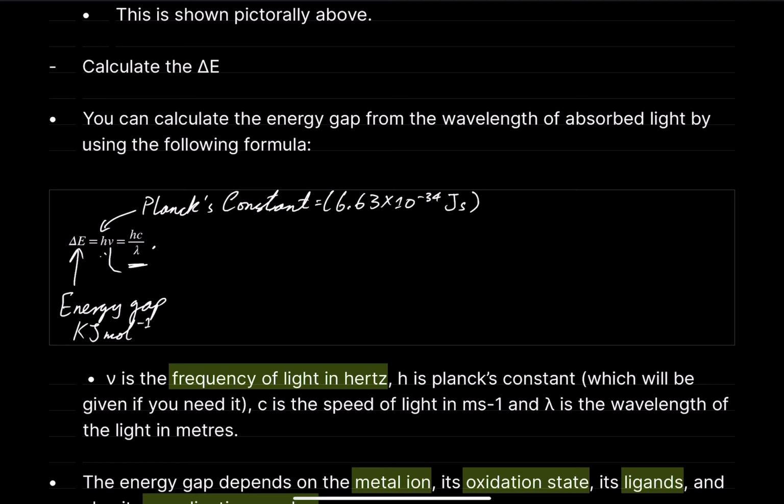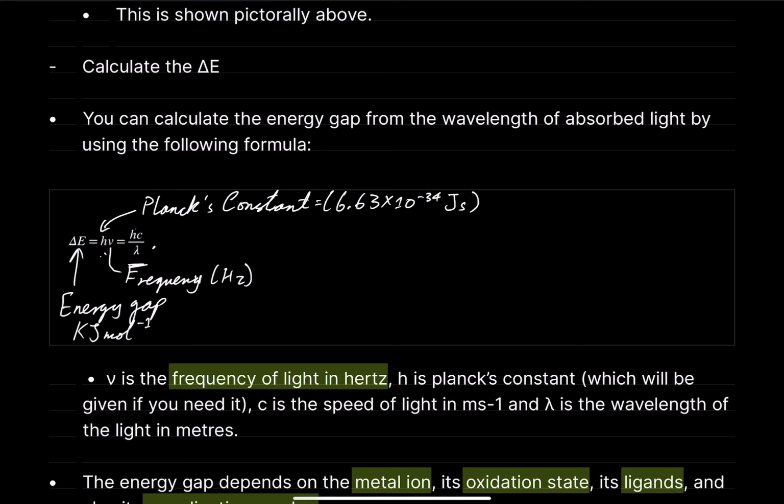So if you want to work out delta E and they give you the frequency directly, or you've been able to work out the frequency, then you can just use hν, and that will give you the energy gap, right? That's your frequency in hertz. Or you can use a separate equation, which is hc over lambda.